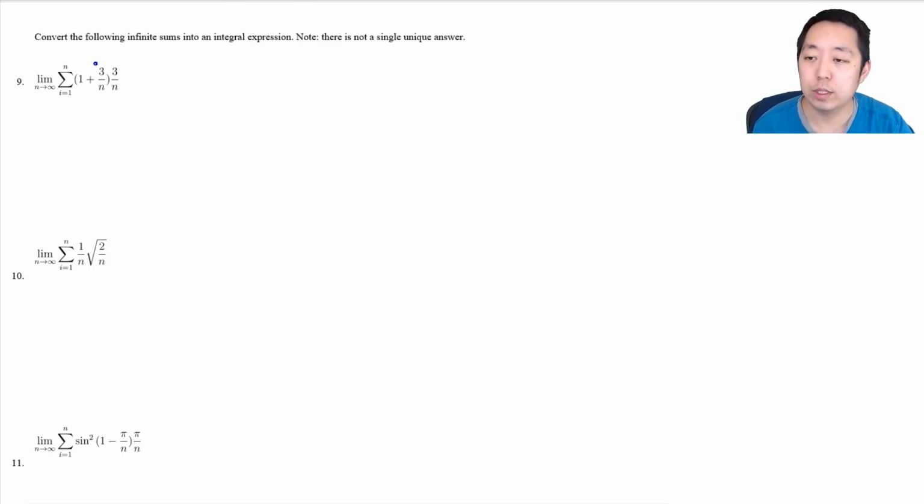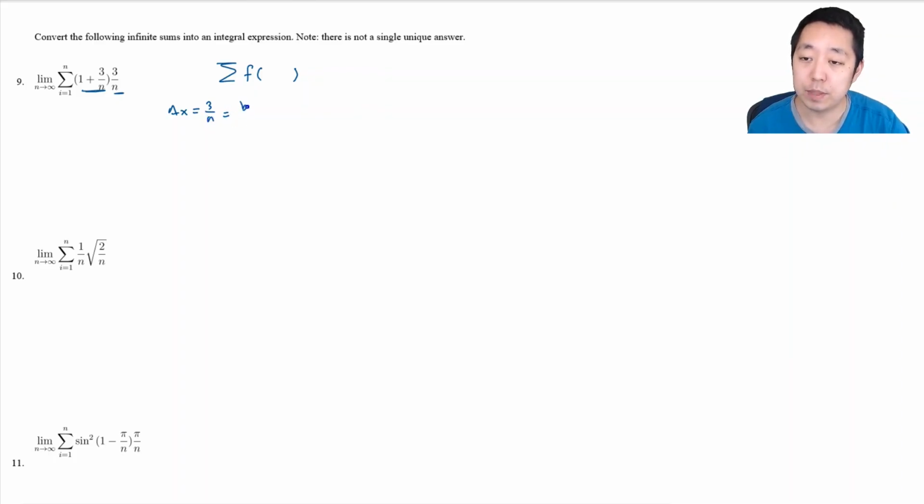So again, what you want to try to do is parse it into some function of, like, these are the heights and these are the widths. You want to break it down into the height of the rectangle and the width of the rectangle. So in this case, my width of my rectangle, delta x, is going to be 3 over n.